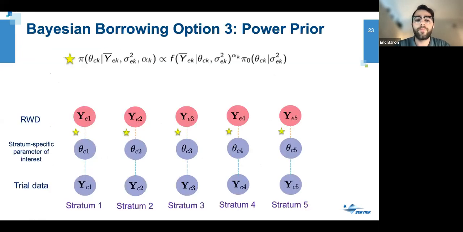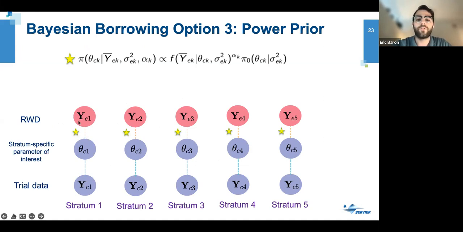Then the third approach. So the recap was we had our double hierarchical approach, which dynamically borrows. We had our mixture prior, which uses a mixing prior with the mixing weight based off of the ratio of sample sizes. And now we use the power prior, which is similar to the one in Wong et al. 2019. And we'll discuss the differences in a sec.